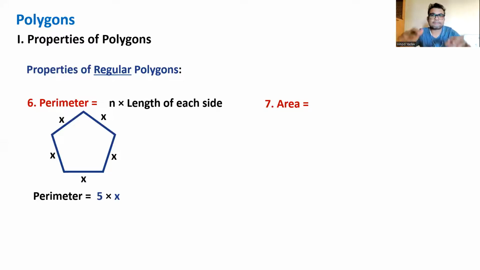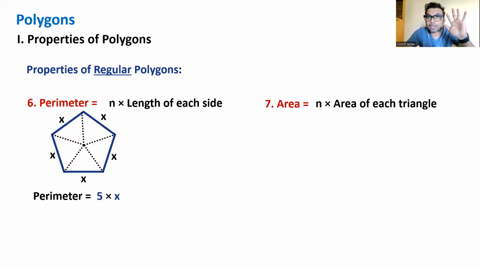Understand, break it down into a known shape. Now our best known shape is the triangle. So we can split this into triangles. We have the formula for the area of a triangle, right? So the area of one triangle times the number of triangles, because in a regular polygon, all will have the same area.